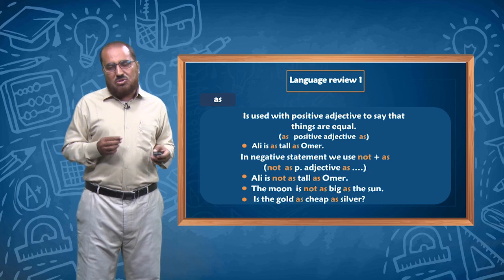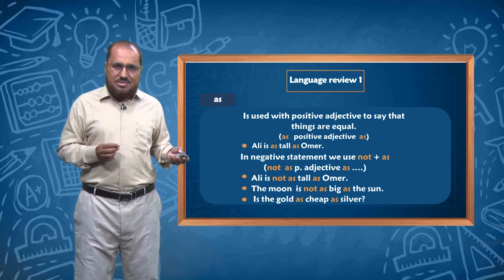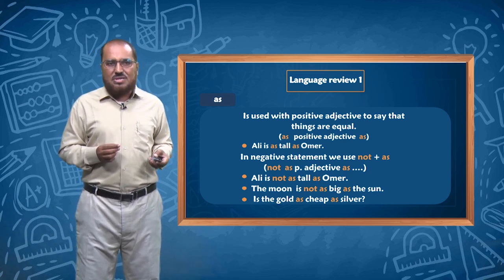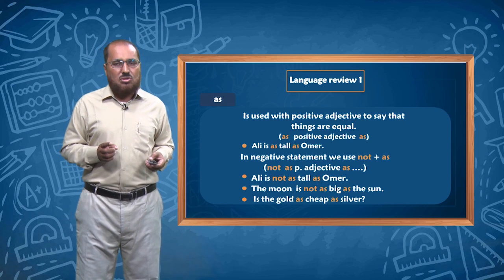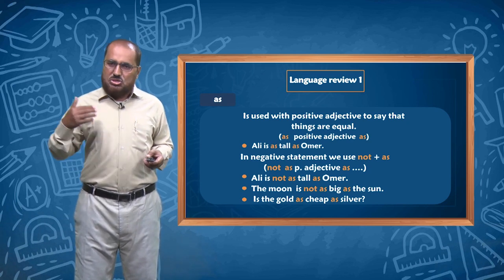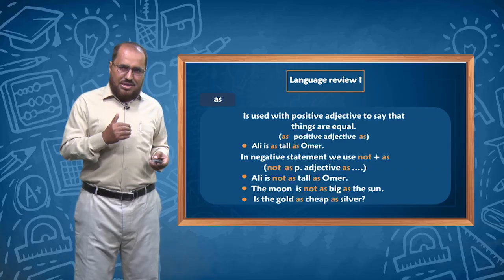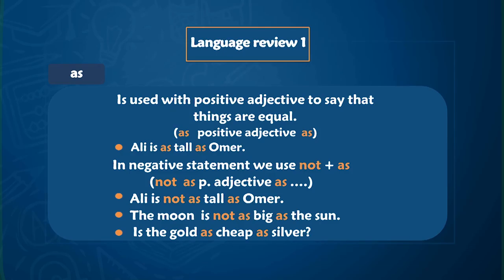If Ali or Umar, one of them is not the same as the other. Okay? So we can say here, Ali is not as tall as Umar. One of them is taller than the other. Okay? The moon is not as big as the sun. Normally, when you look at the moon and you look at the sun, the sun is bigger. Okay? And the moon is smaller. Here you can say the moon is not as big as the sun.